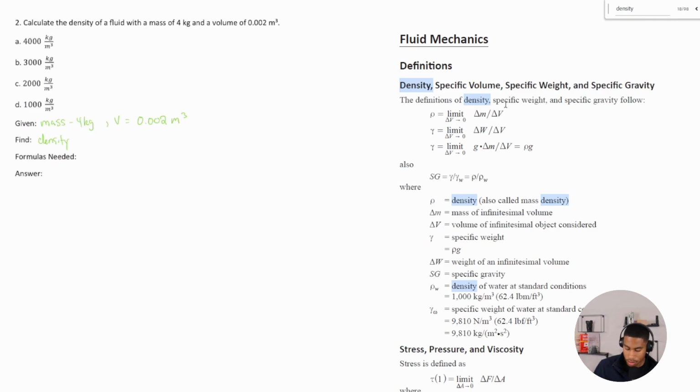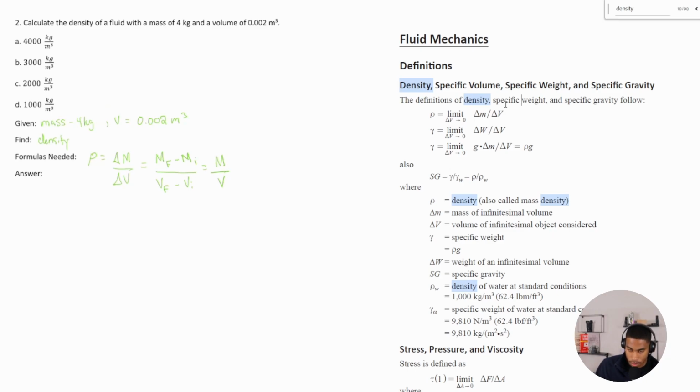So there is no change in density. Density is equal to the change in mass divided by the change in volume, which is equal to mass final minus mass initial over volume final minus volume initial. There is no change, so we're just going to say that that equals just our mass divided by our volume.